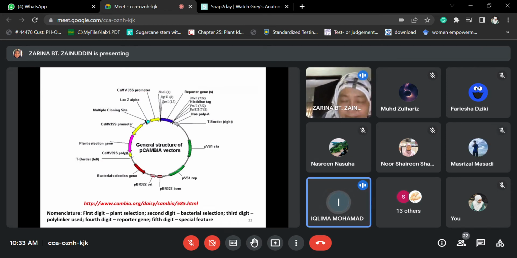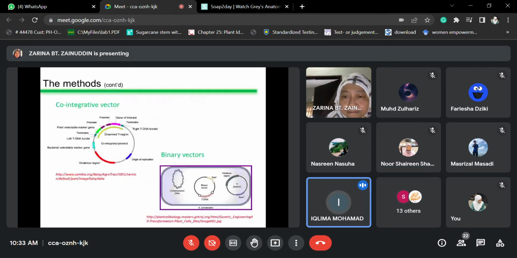Doktor, binary vector kan yang ada satu TI plasmid, satu lagi binary vector. Yang co-integrative vector tu kayaknya boleh je kalau sumber dua benda tu dari sumber yang berlainan, lepas tu masukkan dalam agrobacterium. Yang binary vector dengan TI plasmid tu memang ada dalam agrobacterium tu ke?